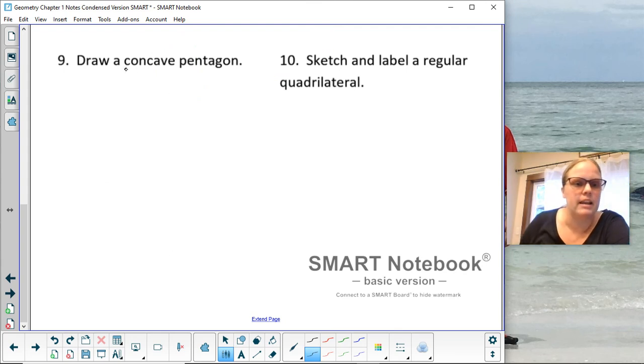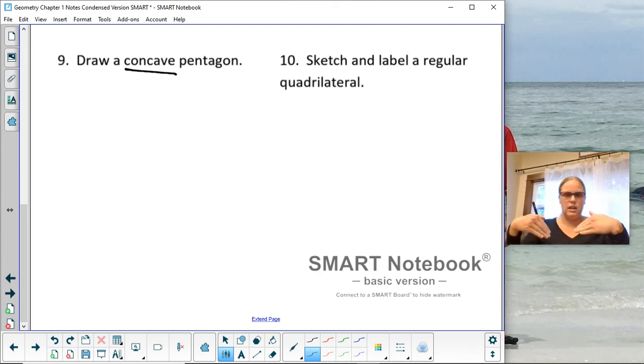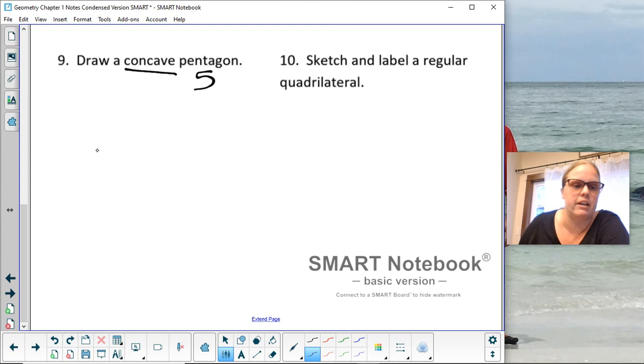All right, number 9, a concave pentagon. Concave means it's like caved in, and when we connect all the diagonals, there's going to be at least one on the outside. Pentagon is a 5-sided figure.